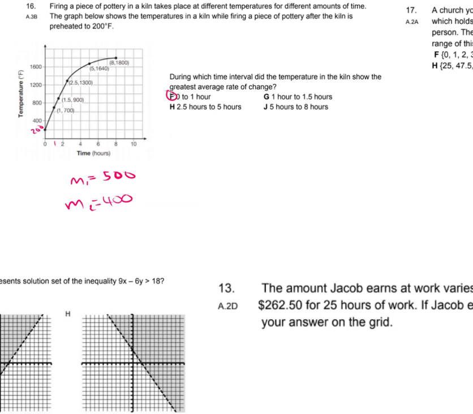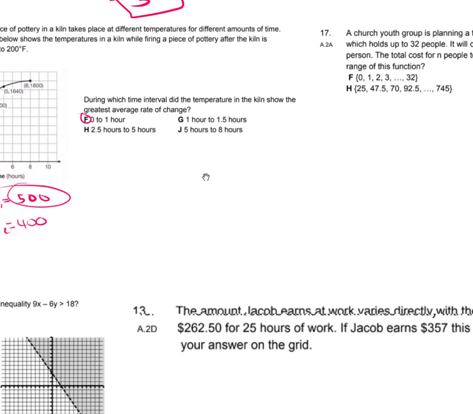So which interval had the greatest average rate of change? You're looking at that 500 that was here, okay? And once again, really you can look at that and see that this slope here is steeper even than this slope or any of the other subsequent slopes, all right? So 16, done.